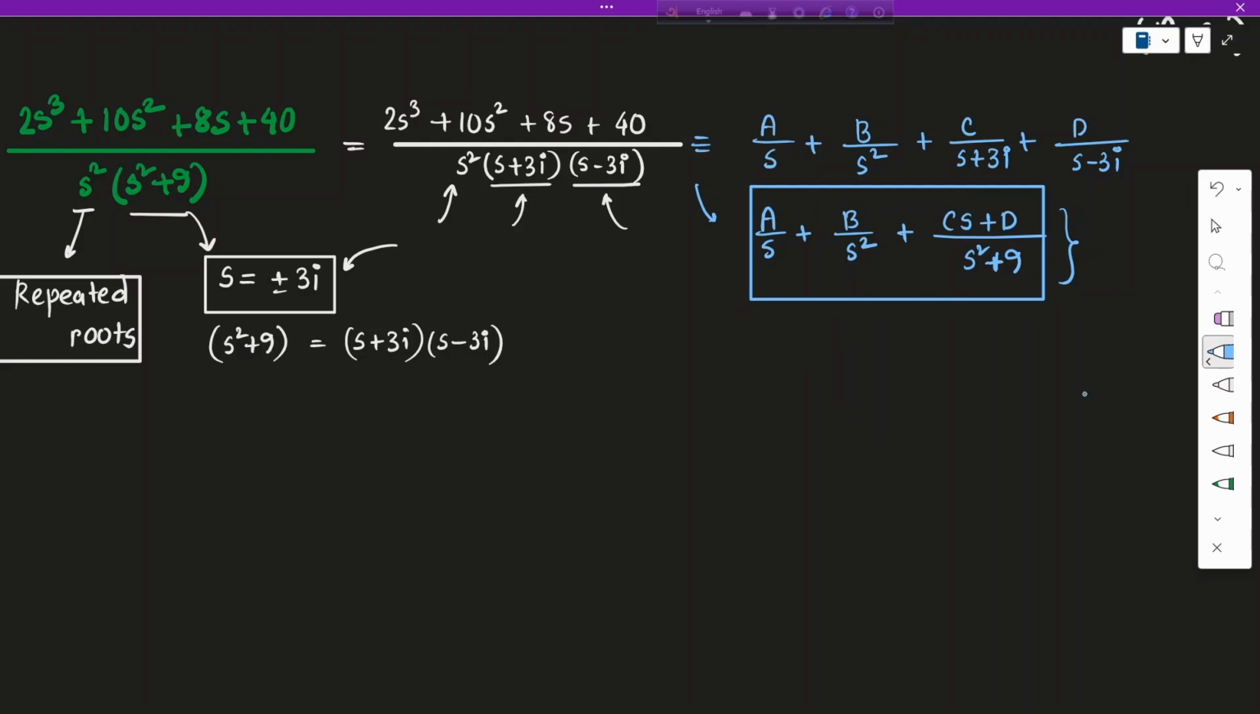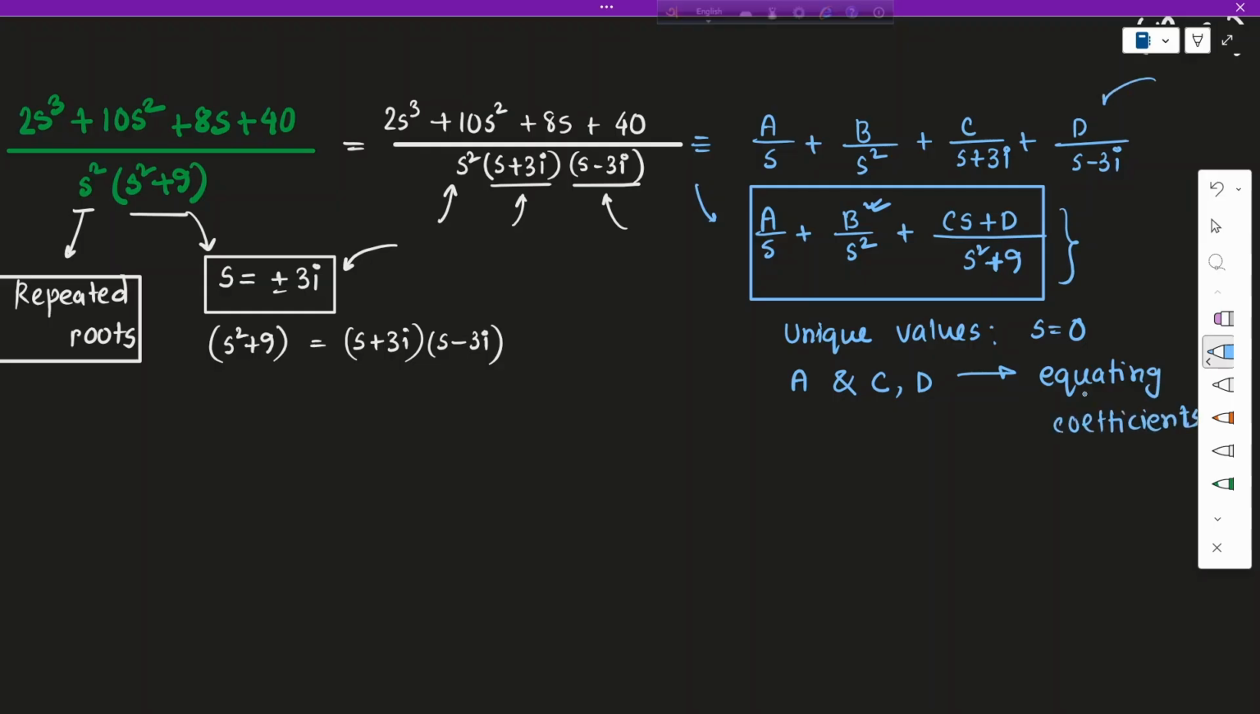And then we would find some unique values. What are the unique values that we get in here? We only get s equals 0, and for that, we're going to get the value of b and nothing else. We have no other unique value. And for the other values like a, c, and d, we would use the equating coefficients. All right, we'll delve into that a little bit later. But first, let's proceed with this one.